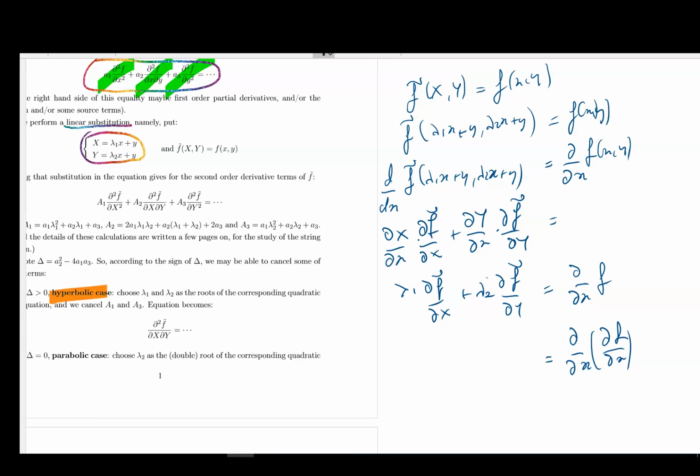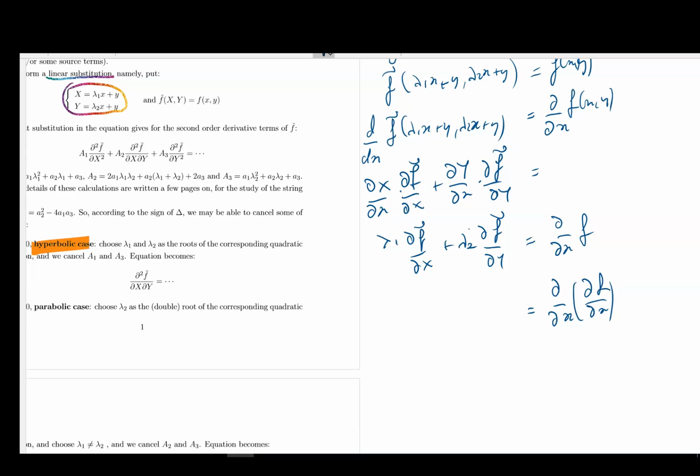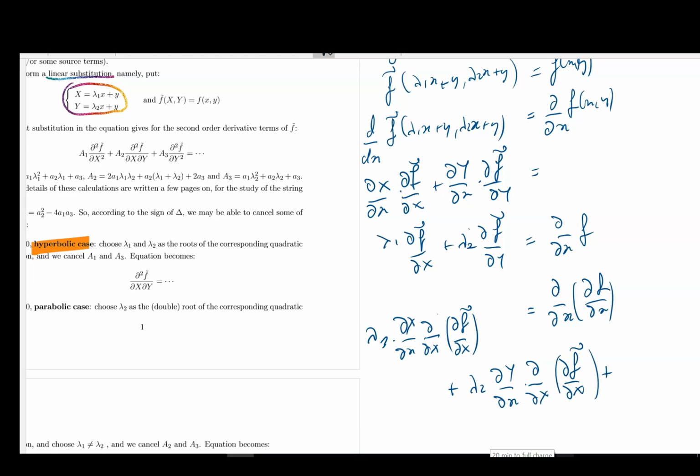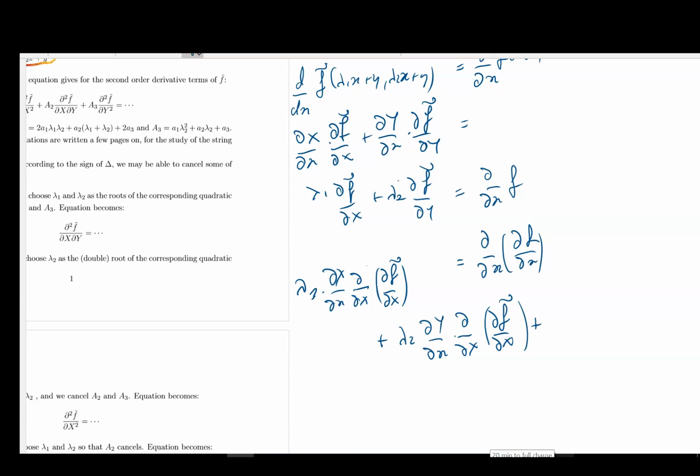Let's go again. So lambda 1 times dx over dx, d over dx of df tilde over dx. So I'm applying the same method. That was about the first term, then plus lambda 2 dy over dx, d over dy of df tilde over dx. Let me just underline this.